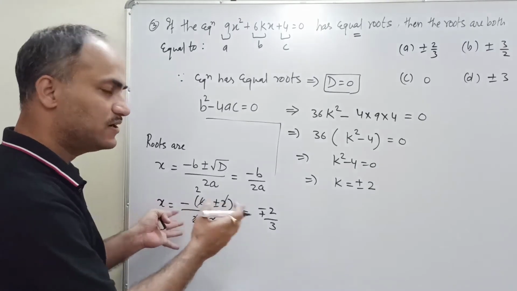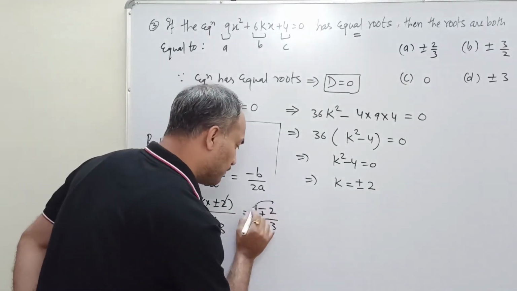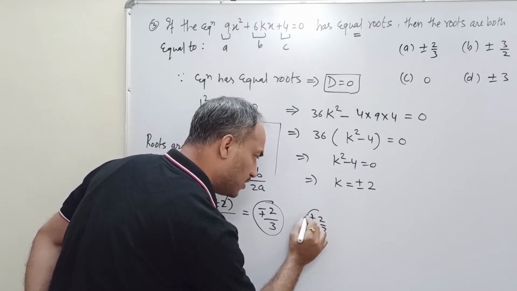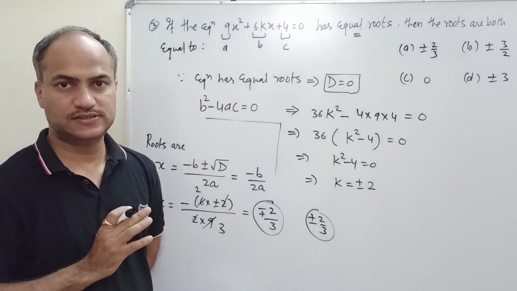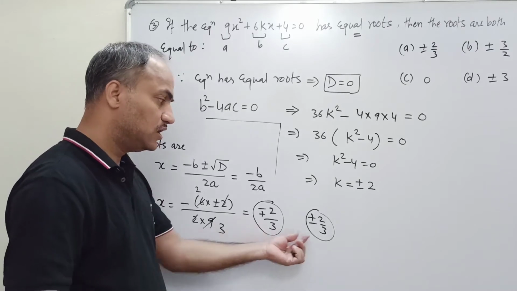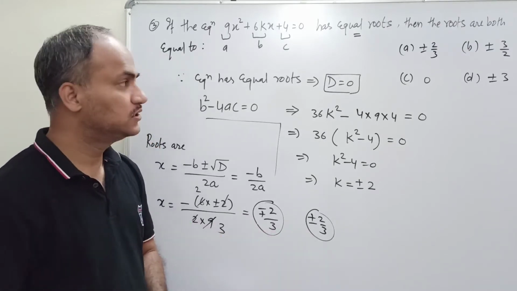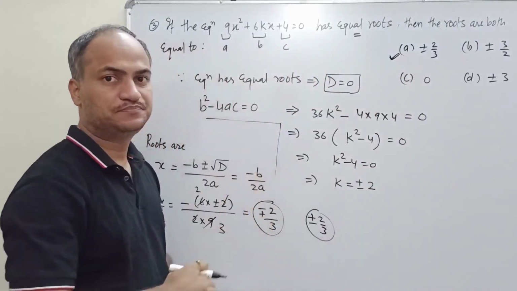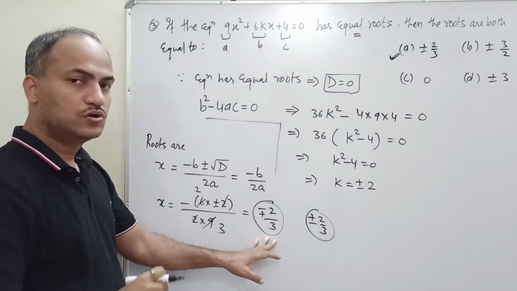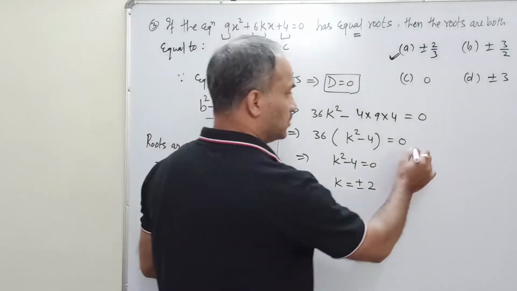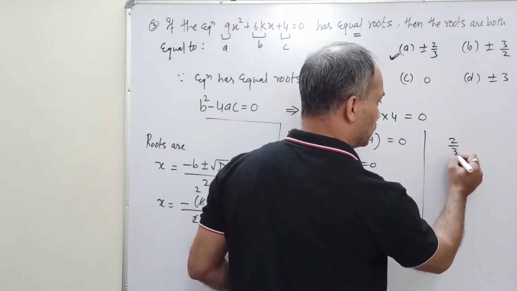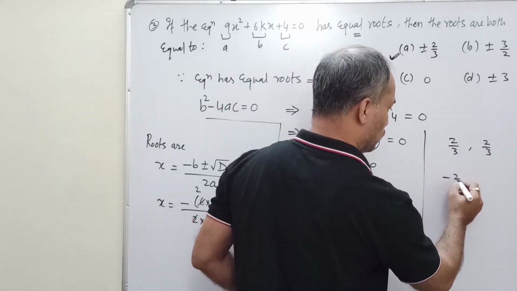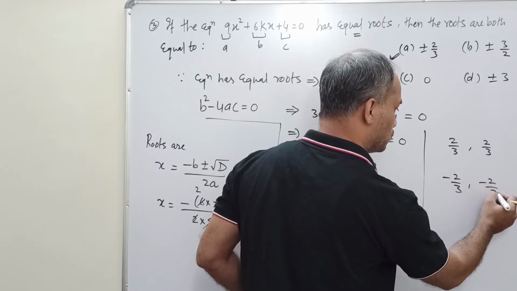So we are not writing them in any order. Writing plus minus 2 by 3 or minus plus 2 by 3 here doesn't make any difference. Either you write this or this, both will be correct. So what is the answer? Answer A is correct here. These are the two equal roots of this equation. The two roots will be either 2 by 3 and 2 by 3, or the second possibility is that the roots will be minus 2 by 3 and minus 2 by 3.